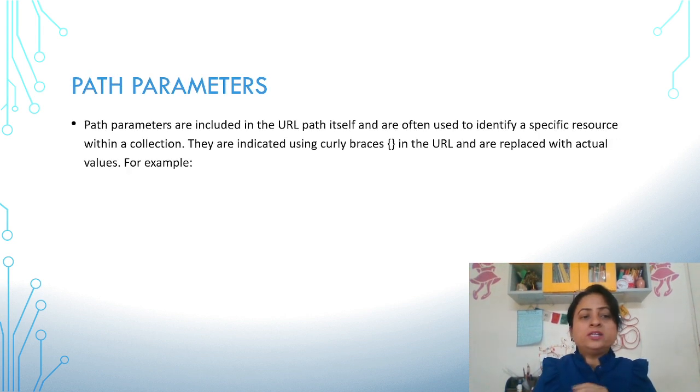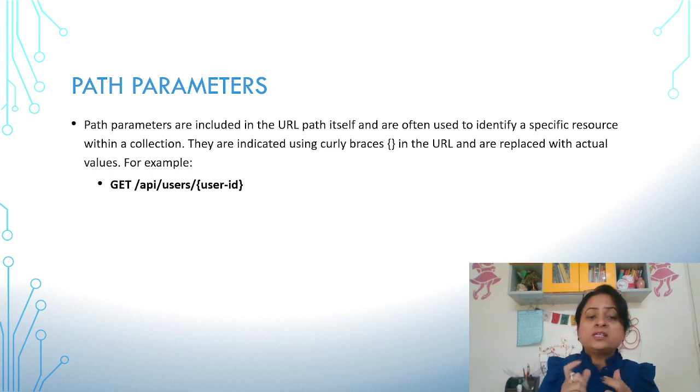Now, another important parameter is the path parameter. We also include the path parameter in the URL path itself, but it is indicated by using curly braces. For example, this is a GET request where users is my resource, and then I am passing the user ID. There is a difference: in query parameters you pass the parameter name and value, but in a path parameter you directly provide the value. That is the main difference.